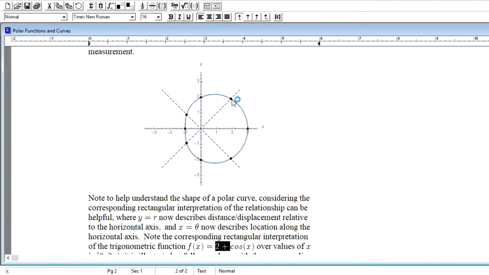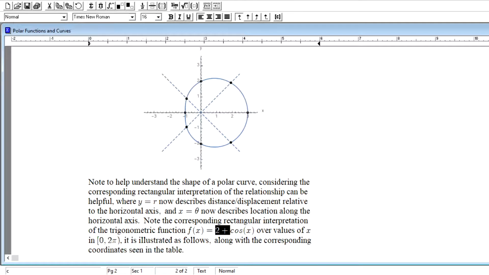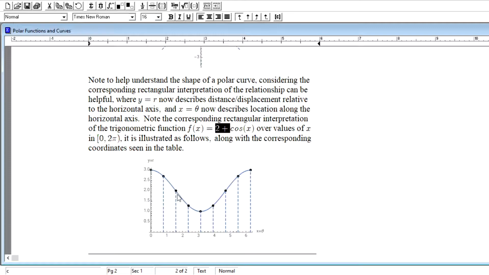So how the curve behaves as it cycles around has its distances illustrated in this graph of the function 2 plus cosine x in the rectangular context. And what we do see is that the furthest we are away from the origin is 3, and then that decreases to 1 as our angles cycle from 0 to pi. At pi over 2, we are 2 units away, and at these other measurements, 2 plus root 2 over 2 and 2 minus root 2 over 2 units away, respectively.